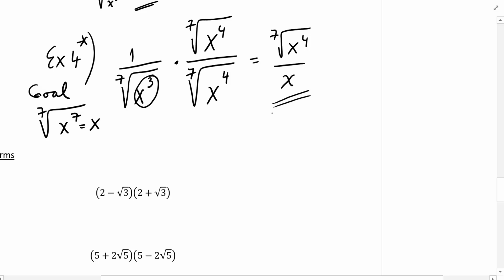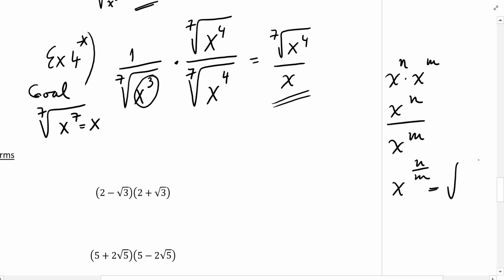So very important in dealing with radicals are properties of exponents. Make sure you know what x to the n times x to the m equals. You know what x to the n over x to the m equals. You know what x to the n over m equals as a radical, or what is the m-th root of x to the n.